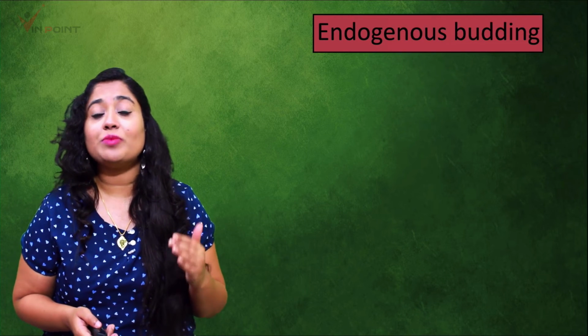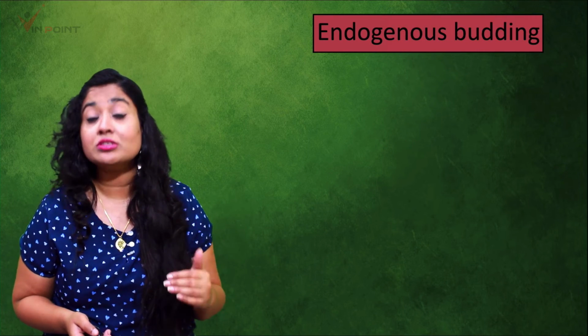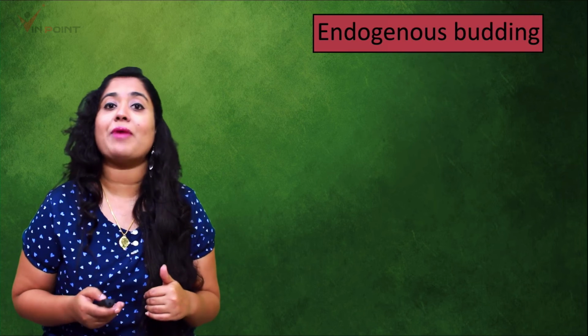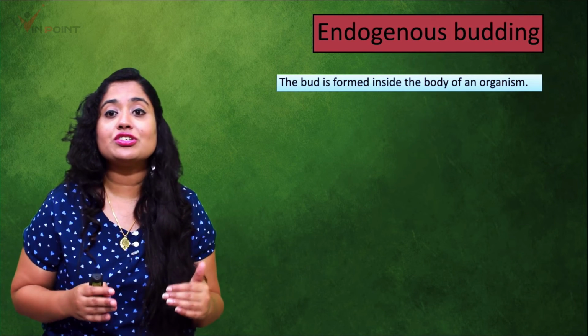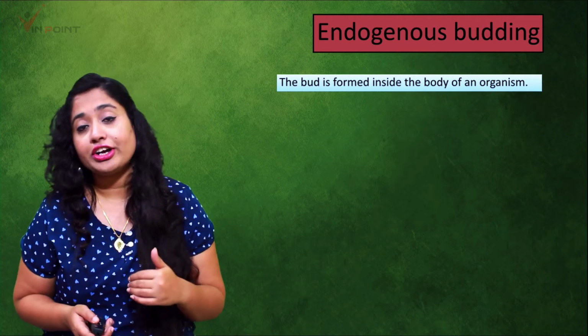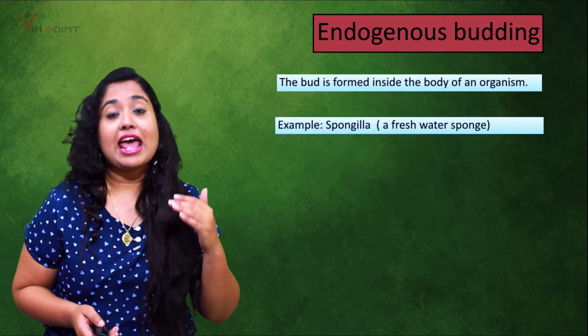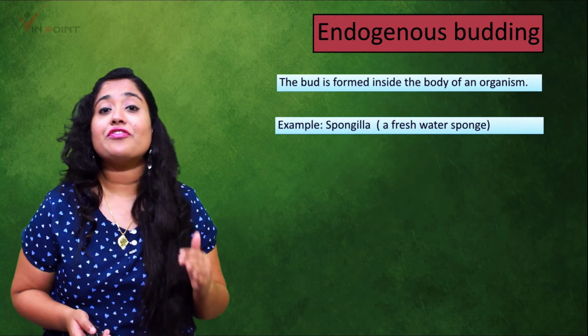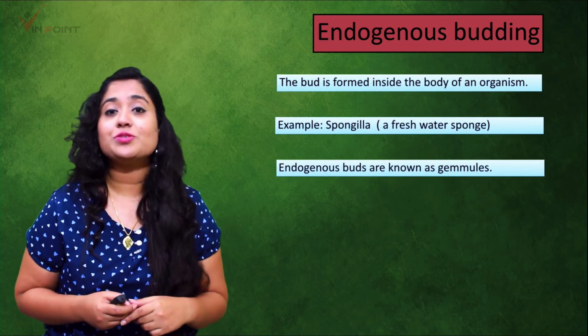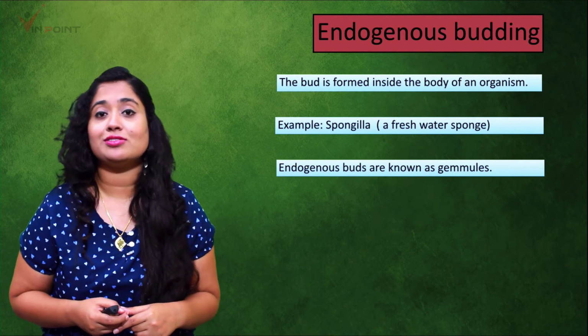Now let's discuss the second type of budding, that is endogenous budding. We have already discussed exogenous budding, in which the bud formation takes place on the outer side of the parent body. Now endogenous budding means that the bud is formed inside the parent body. So the bud formation is inside the body of an organism. Example is Spongilla, which is a freshwater sponge. Endogenous buds are known as gemmules.